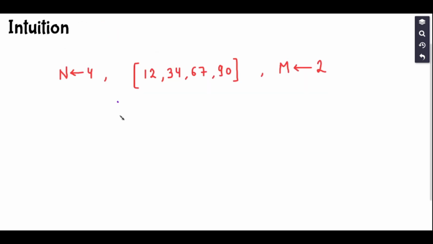Now let's see how we can solve this problem. What is the intuition? It's again a binary search problem. We must be capable of identifying this pattern at this point if you have followed the videos till now. Now let's say we take this array which has 4 elements, and m represents the number of students that we have. So what is the strategy to solve this problem?